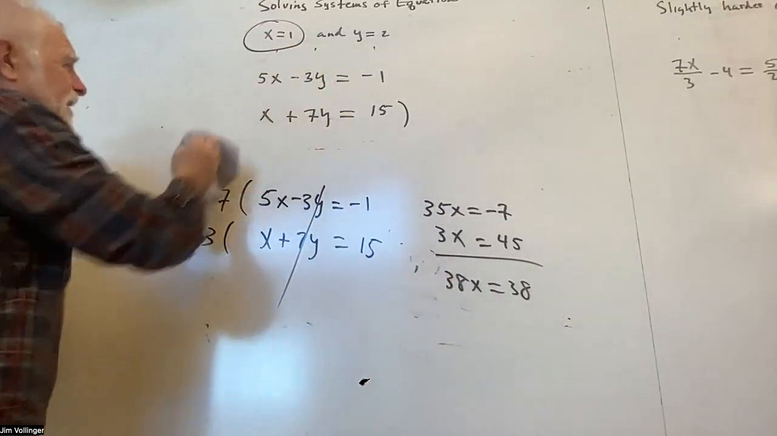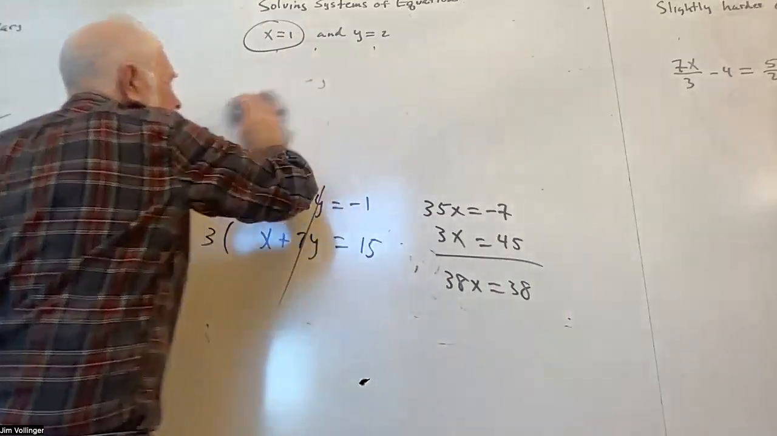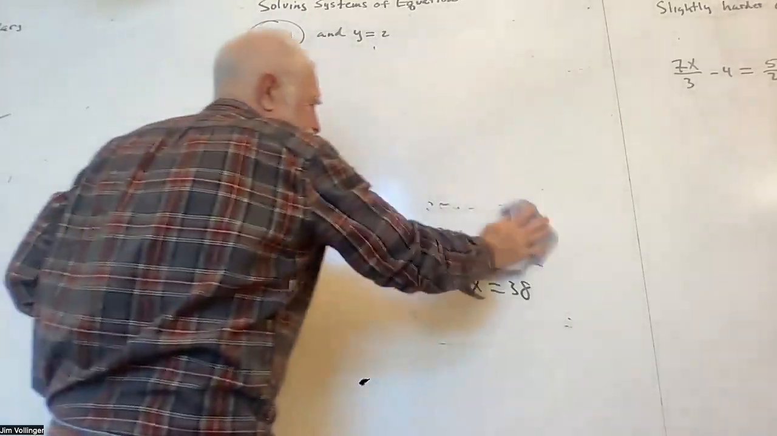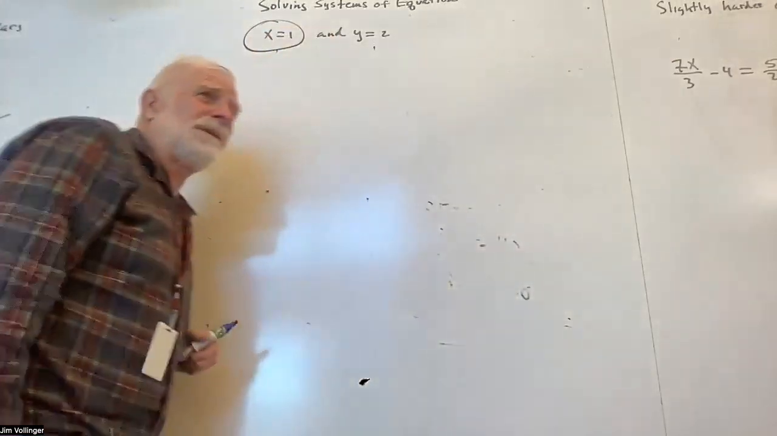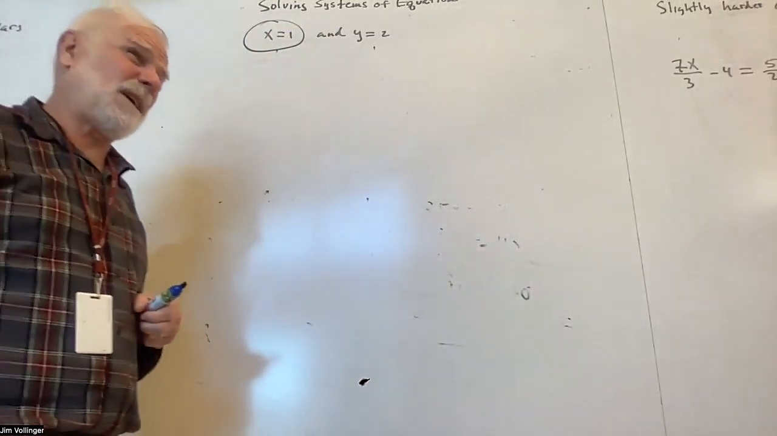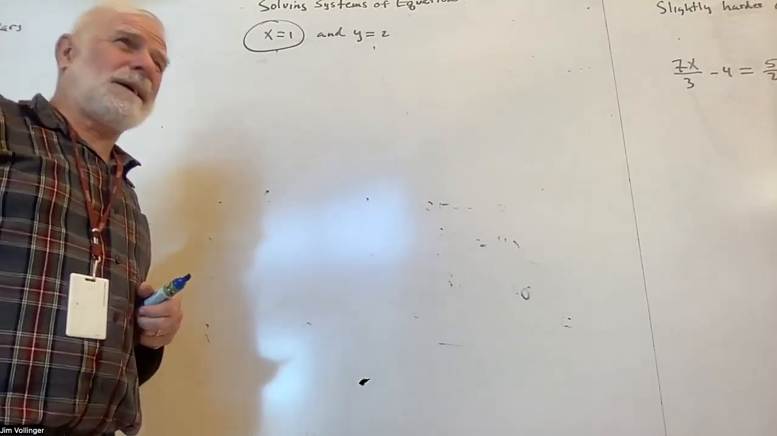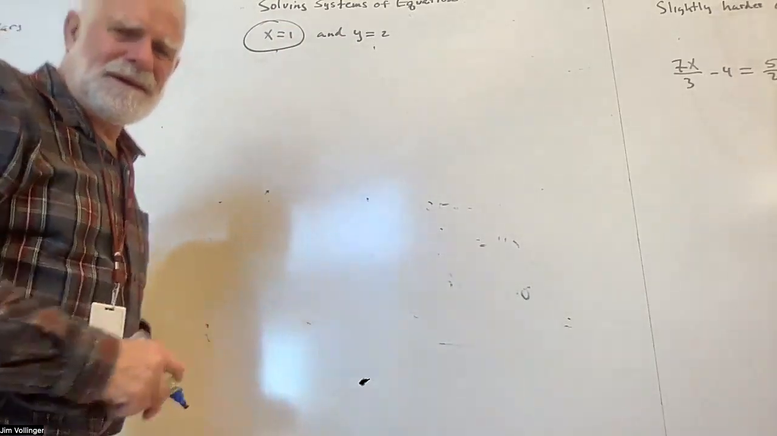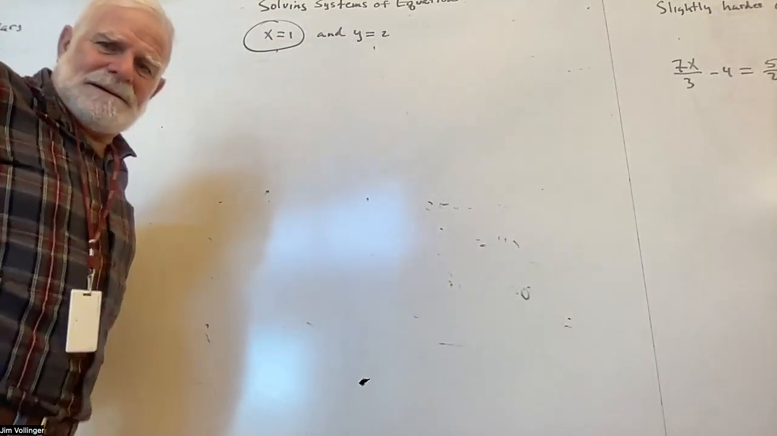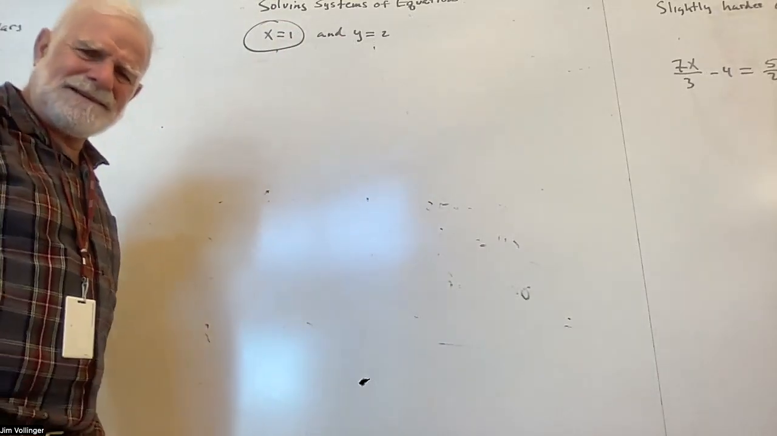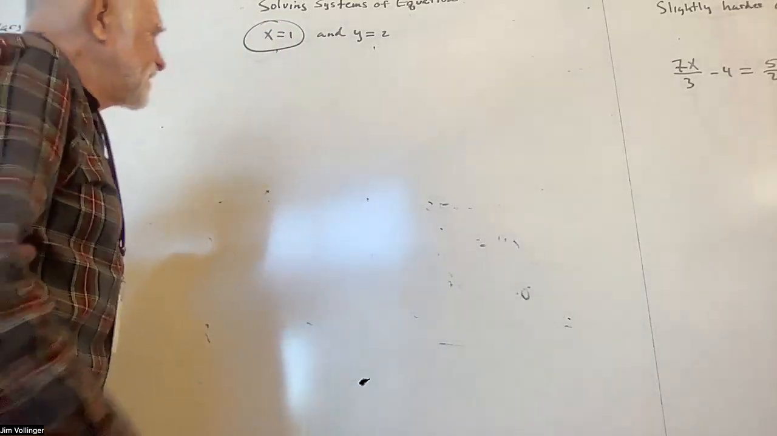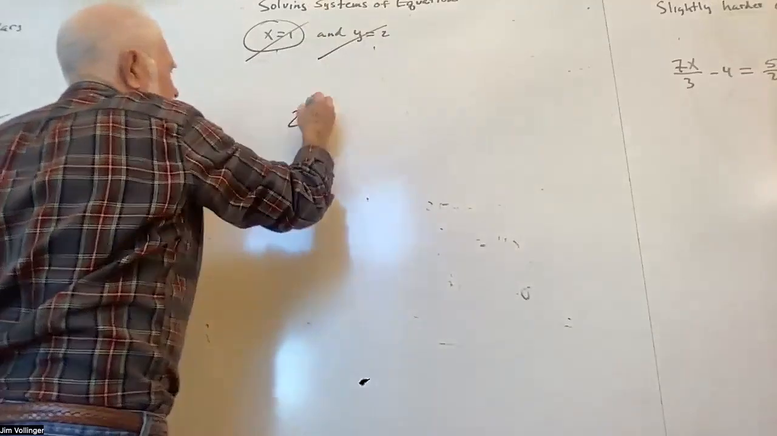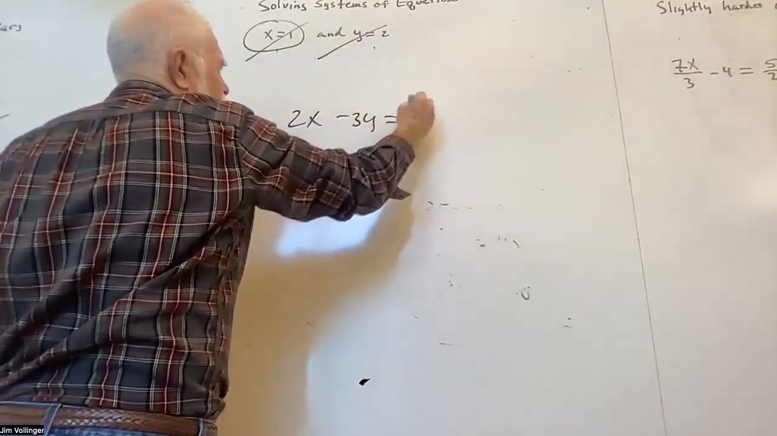Okay, so that's the elimination method. It's just tedious work. There's like 12 things you got to do. Anytime you got to do that many tedious calculations, computations, it's easy to make a mistake. All right, so let's do something where we don't have such a nice answer. Let's do 2x minus 3y equals 14.